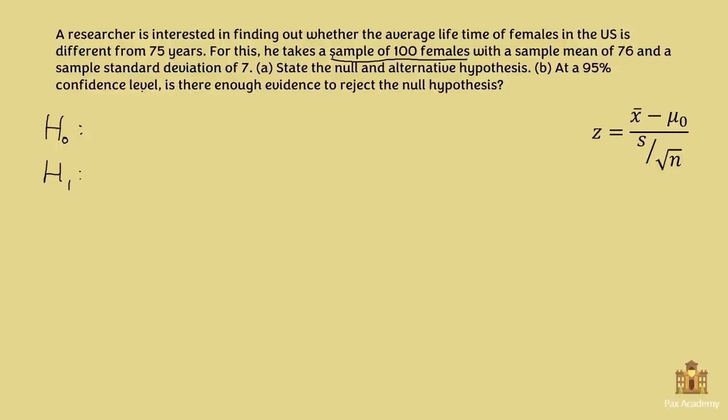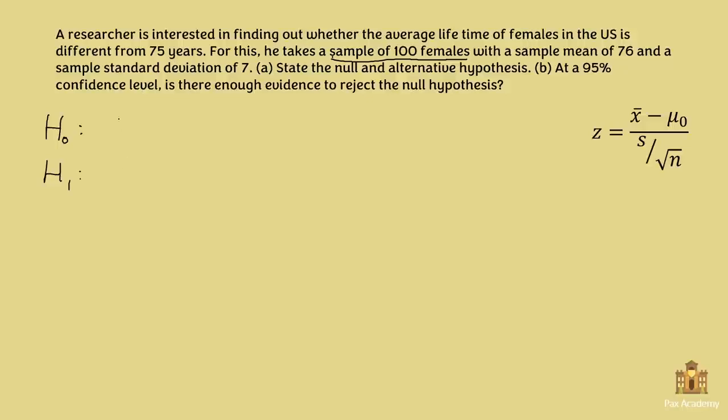Now remember, what you need to do in order to determine the null and alternative hypotheses is to understand that there's one thing that is generally accepted, and then someone is going to come in and challenge that accepted view, that traditional view. In this case, the challenger is the researcher, who is going to challenge the traditional view by saying that the average lifetime of females is different from 75 years.